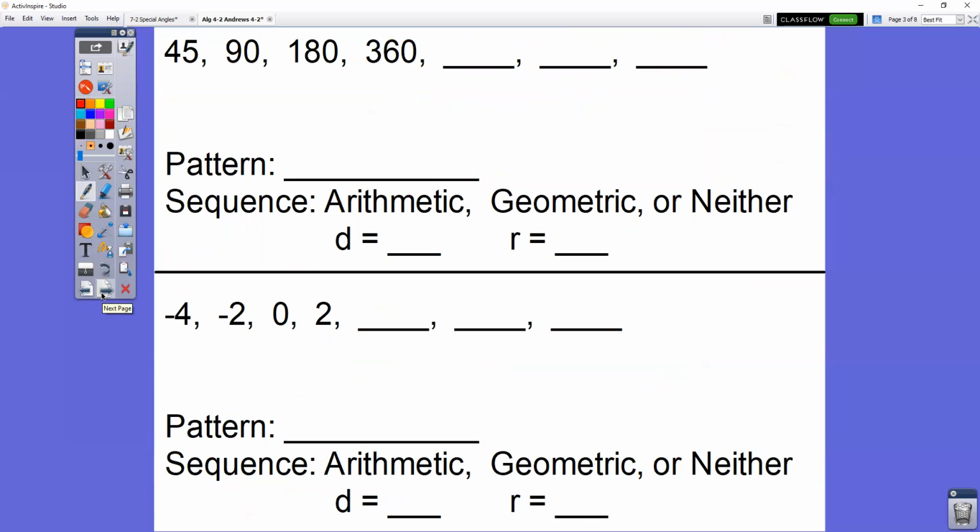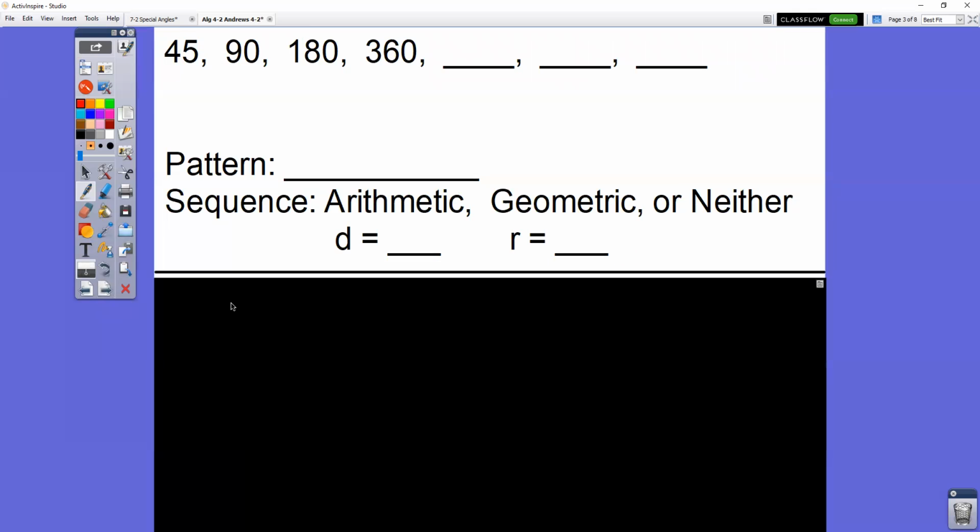Now, the next one, in the next part, you have to decide, there's really 2 separate problems here. I'll just hide half the screen so it's easier to see. This is a typical question on your homework today. You're being given a pattern. You have to decide what the pattern is.